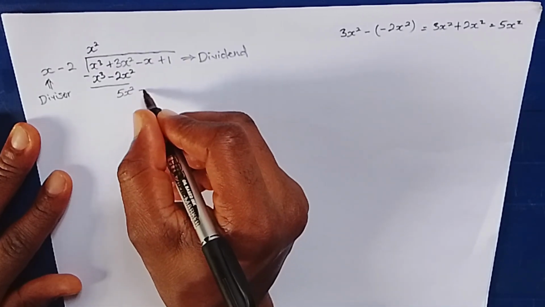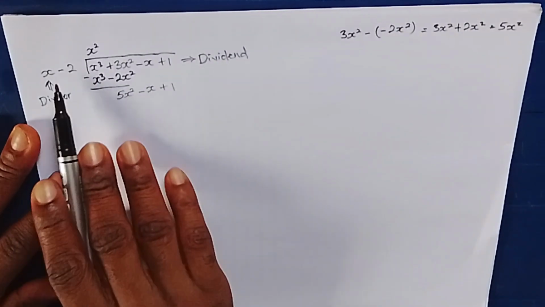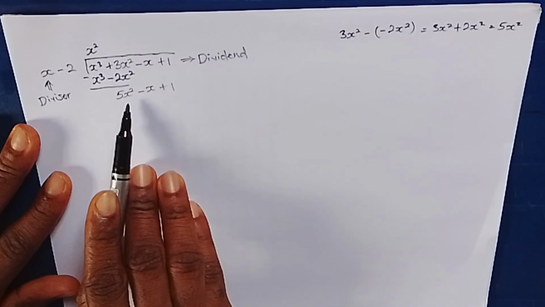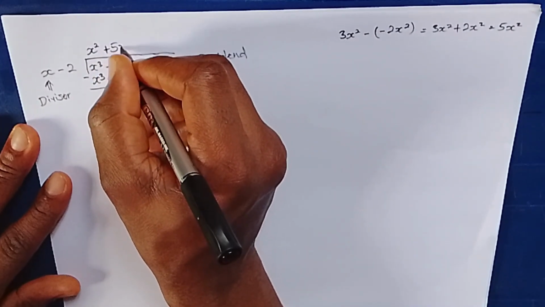You now bring down everything here, minus x plus 1. So now your divisor goes in again. The first term of your divisor, which is x, will go in again. So I have 5x squared divided by x. What you have is plus 5x.